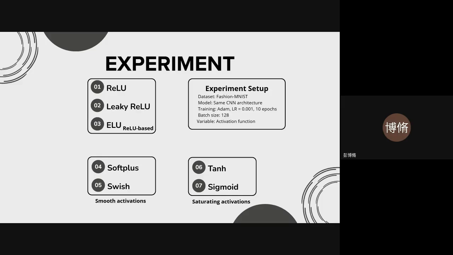And the second group is smooth activations, including softplus and swish. These two functions are smoother than ReLU, so we want to observe whether smoother gradients can improve training stability or accuracy. The third group is saturating activations, including tanh and sigmoid. These are traditional activation functions, but they may suffer from gradient saturation, especially when the input value becomes too large or too small.